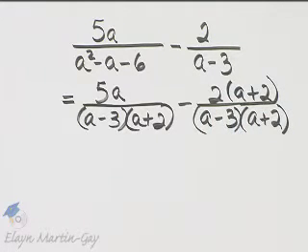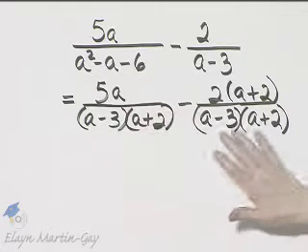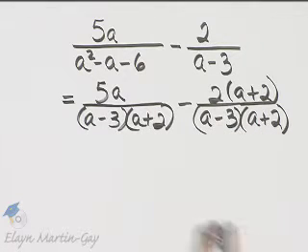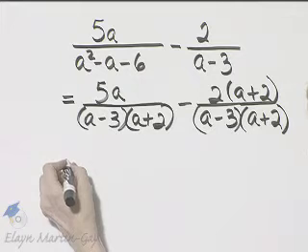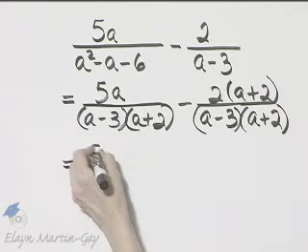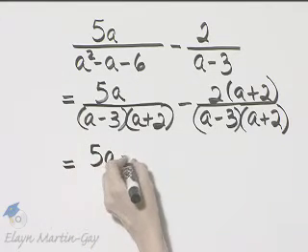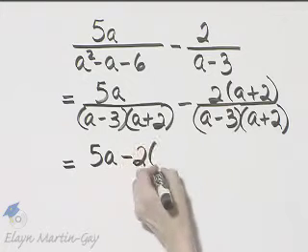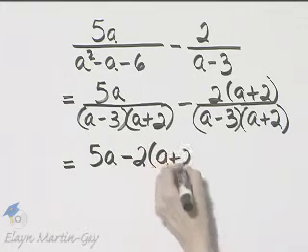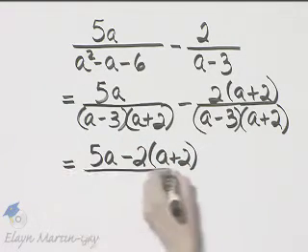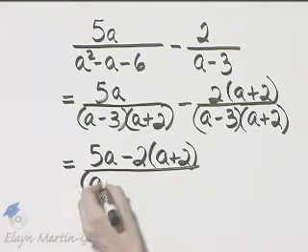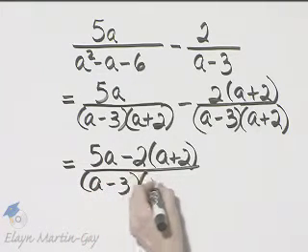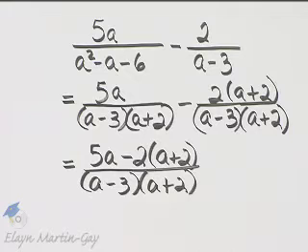Now look what I've accomplished. The denominators are now the same. Now that they're the same, I have the right to say numerator 5a minus numerator 2 times a plus 2, all over a common denominator, a minus 3 times a plus 2. Now let's simplify in the numerator and let's see what we have.